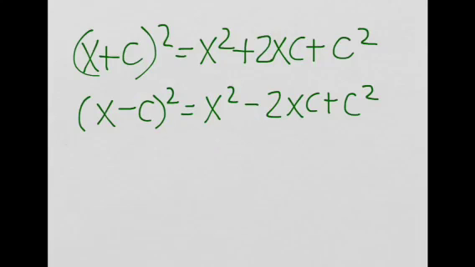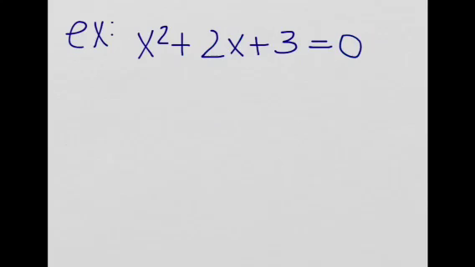Let's get started. Two things to remember from our previous lessons are that (x plus c) squared is equal to x squared plus 2xc plus c squared, and (x minus c) squared is equal to x squared minus 2xc plus c squared. If you don't remember why this is, you can just FOIL it and you will get the answer. Okay? Now, let's do an example to see how to complete the square.